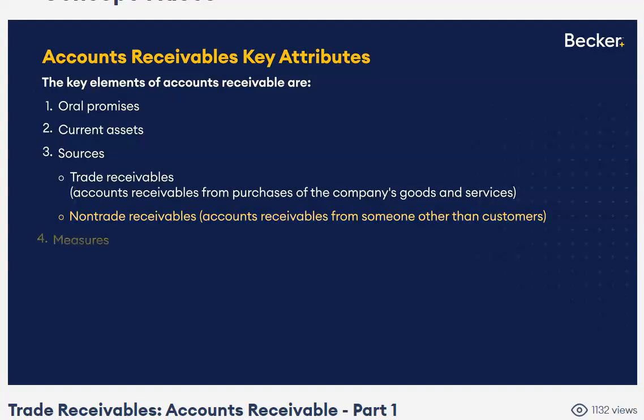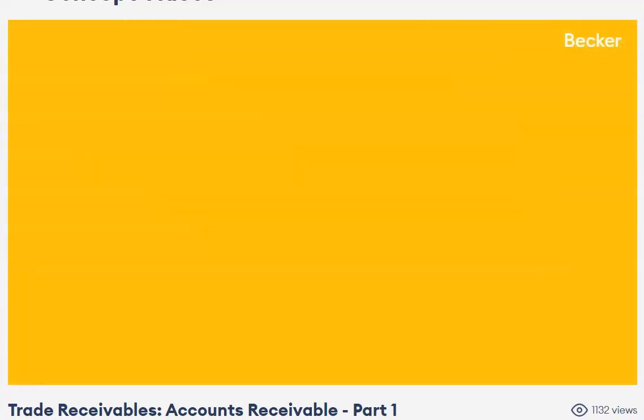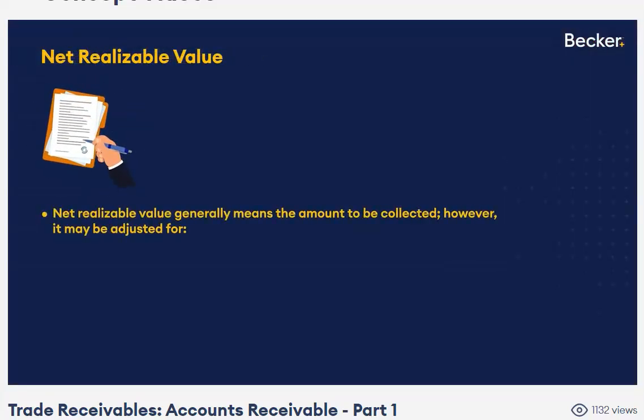And then finally, how do we measure accounts receivable? Well, we use the concept called net realizable value. Now, in a perfect universe, that's whatever was the amount owed, right? That would be the amount you'd collect. But we know better. It doesn't always happen that way.